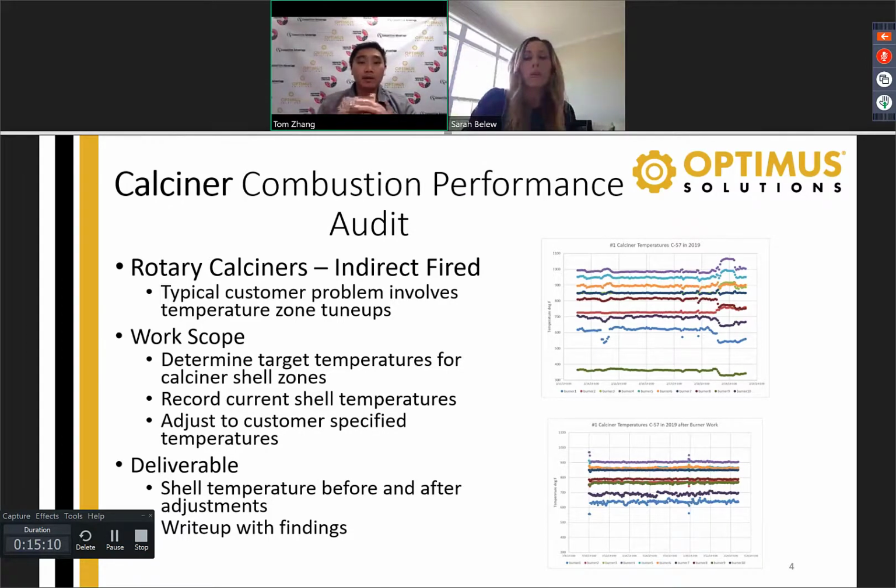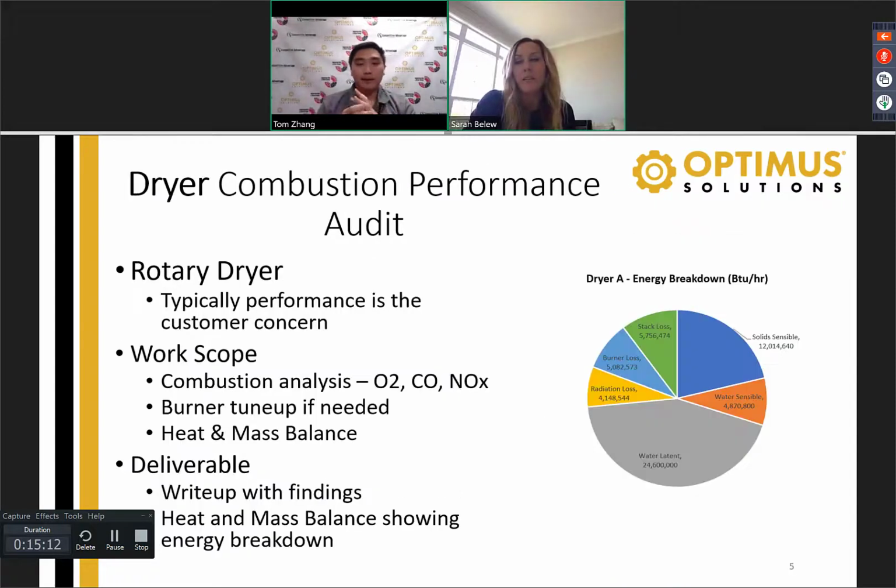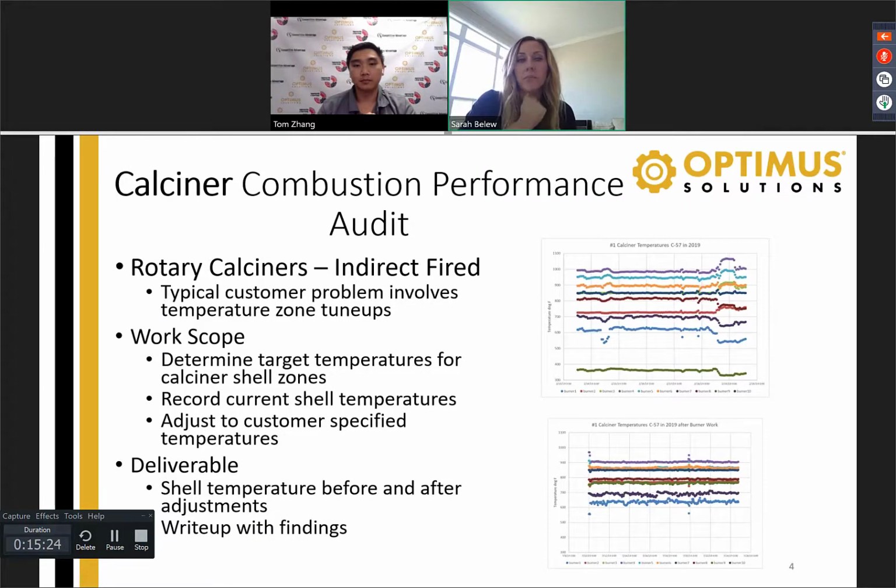Okay? So second one, if Kevin goes on site and he adjusts those temperatures to where it's tight, where the customer wants it, how difficult is it going to be for them to keep it in that range?